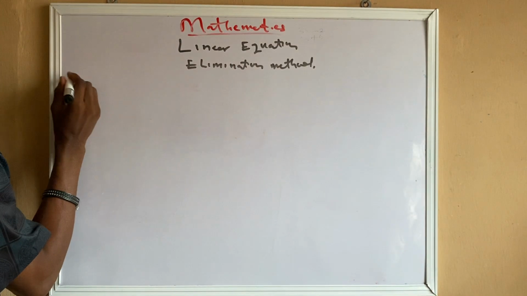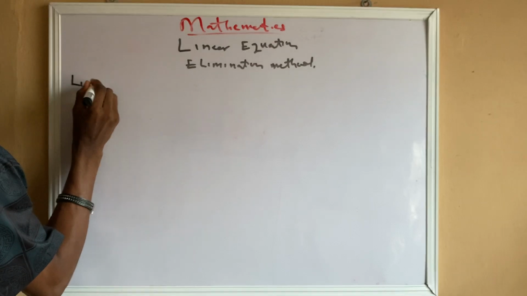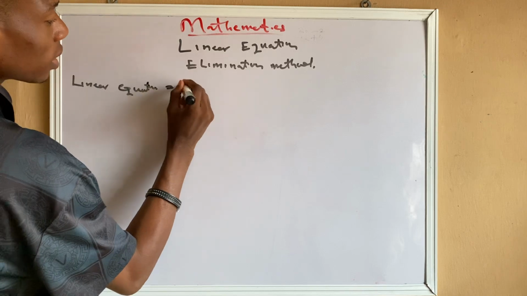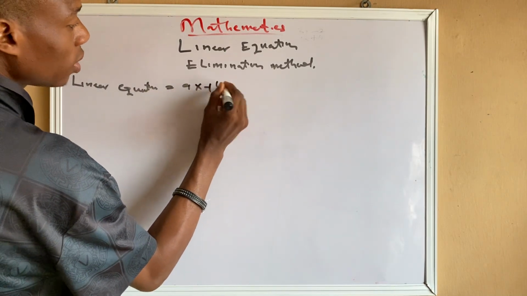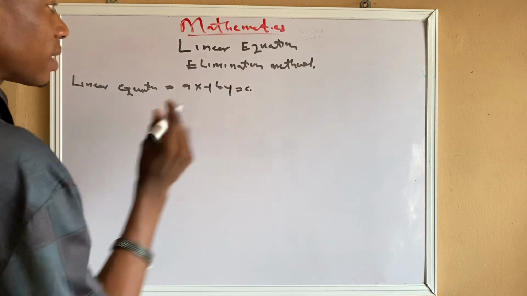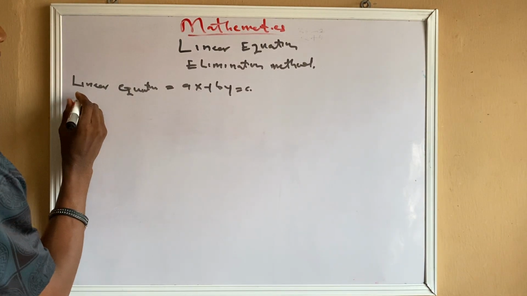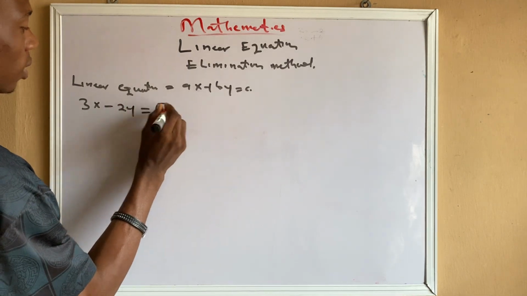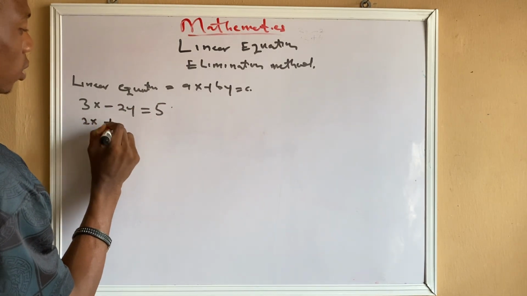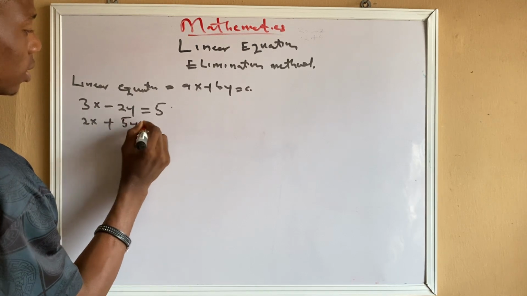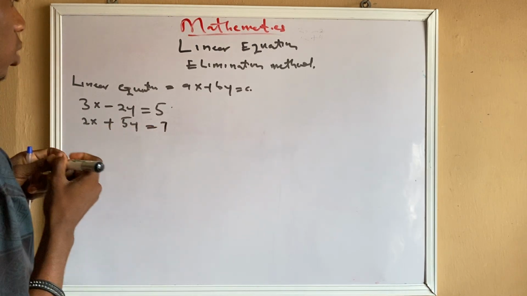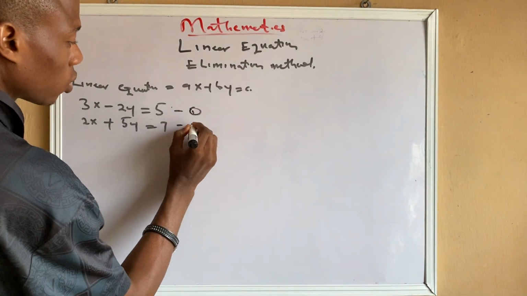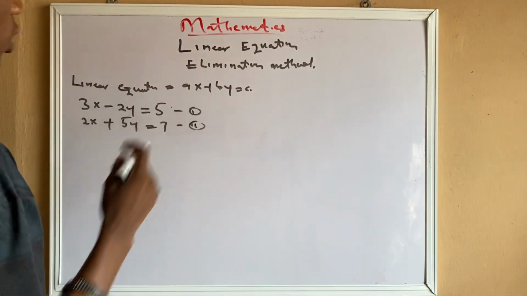Don't forget that we said that a linear equation has a basis of what? ax + by = c. That's the basis. Now let's assume they are giving us an example of what? 3x - 2y = 5, and 2x + 5y = 7. Now, these are the equations: equation 1 and equation 2.